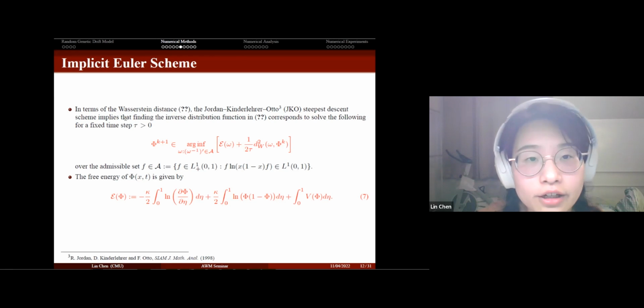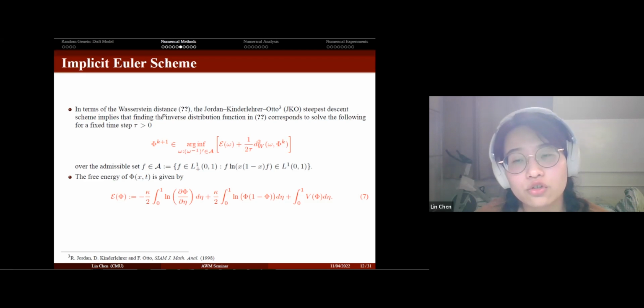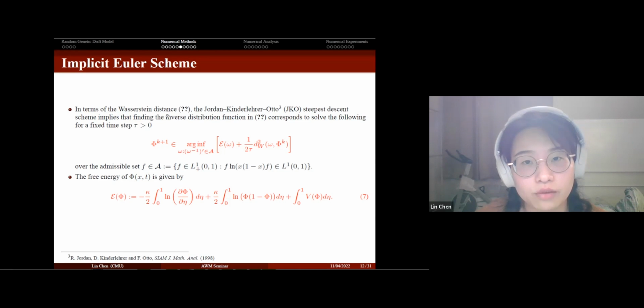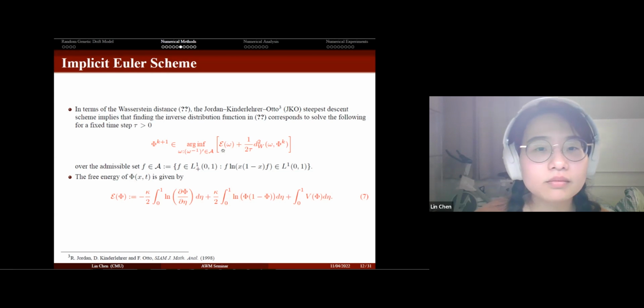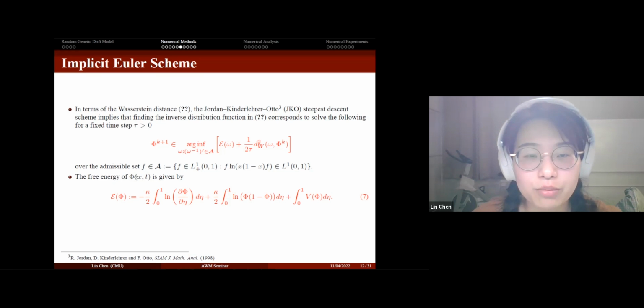And let's discuss our scheme here. In terms of the resistance distance, we want to use the JKO steepest descent scheme to find the solution. And this is equivalent to solving the following minimization problem. It means that phi k plus 1 can be achieved as the minimizer of this new functional. Here, what we need to do is to take the first variation of this new functional, where phi k plus 1 is the minimizer of this functional. And use the definition of phi before, because we defined phi to be the inverse function of the cumulative distribution function. So since we have the formula for f, we also have the formula for the energy of phi. It can be given as this formula.